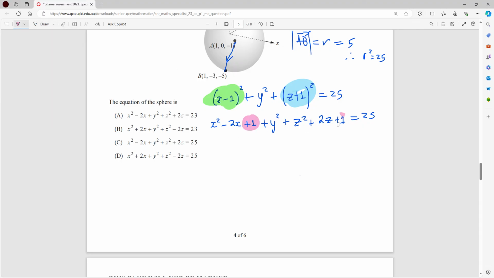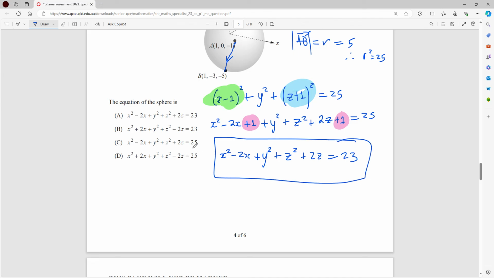We can move both of these to the other side, so we get x squared minus 2x plus y squared plus z squared plus 2z equals 25 minus 2, which is 23. Okay. And then we just see which one matches. You can see straight away these bottom two aren't correct because they have 25s here. So it's either this one or this one, and we can see straight away it is A.